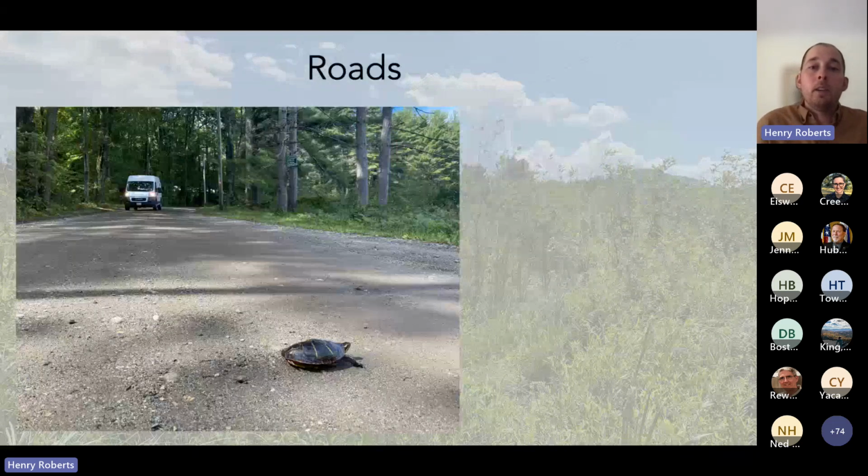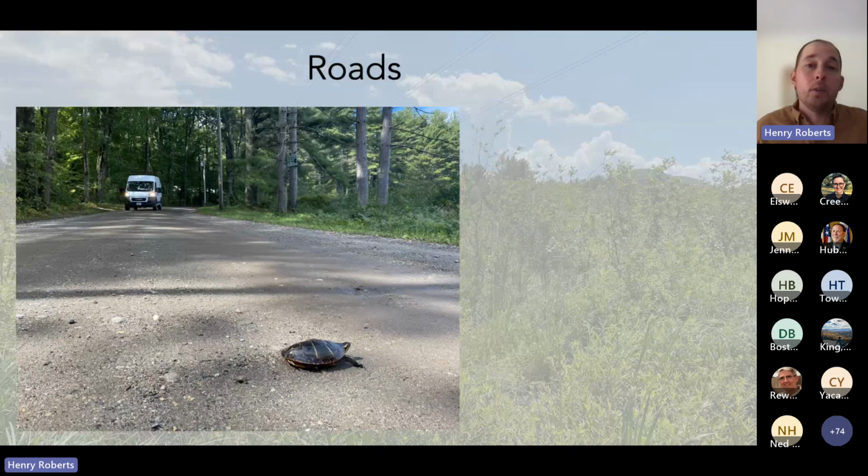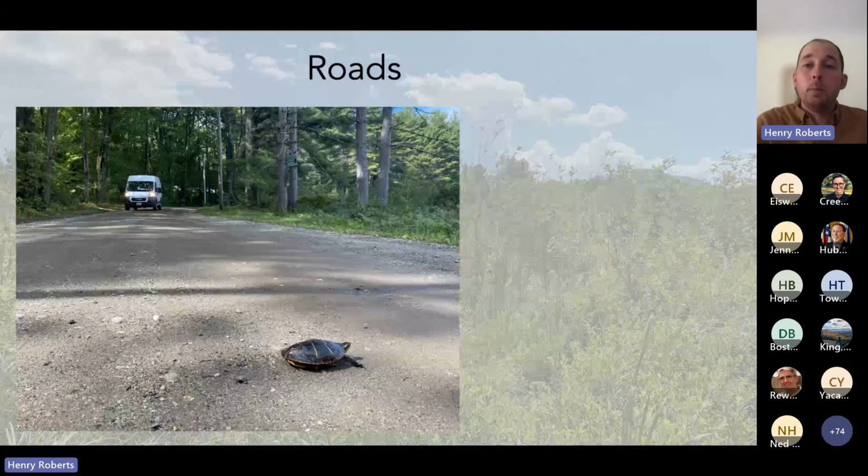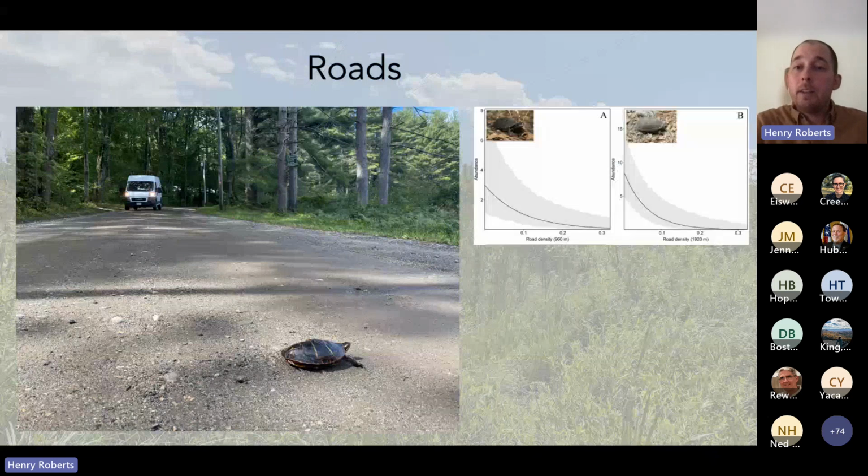I do want to emphasize our results with respect to roads, which are thought of as a primary threat to turtles in North America and globally. On the one hand, we saw the expected pattern of strong negative relationships with road density for both the spotted turtle and the eastern mud turtle. They're both very terrestrial species that encounter roads regularly, so we expected this negative relationship.